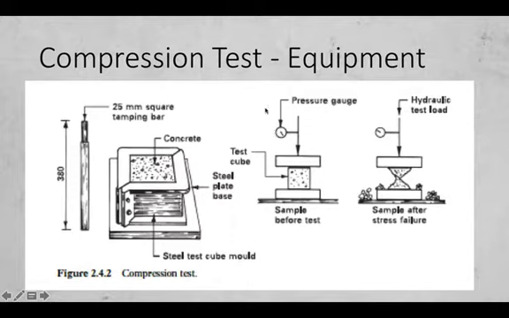And you have the pressure gauge, which is this thing right here that shows the amount of pressure being applied. And it can be analog. It looks like a clock, like a scale, analog that has the numbers and you have to read them, or it can be digital that shows you the amount of pressure being applied. Most modern ones are digital. So you have the tamping rod, the steel test cube mold, the steel plate base, and the pressure gauge.